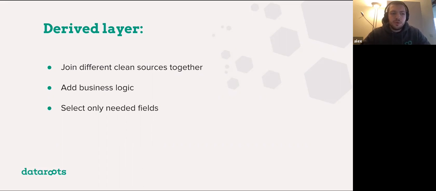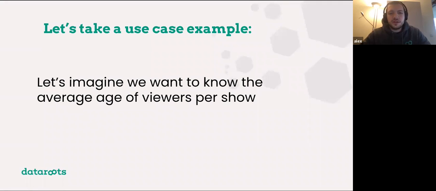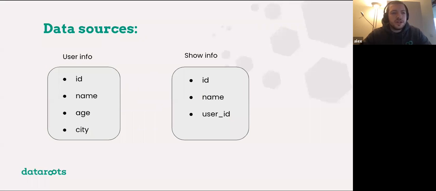To be more practical, I'm going to give you a small example in the presentation, and then I will do a demo with the same idea as in the example. So let's imagine, in the context of VRT, we want to know the average age of viewers per show. We will have a list of user info with an ID, a name, an age, a city, for example, and then show info with a show ID, the name of the show, and the user ID that has watched that show previously. And we want to combine that data to get the average age of the viewers.